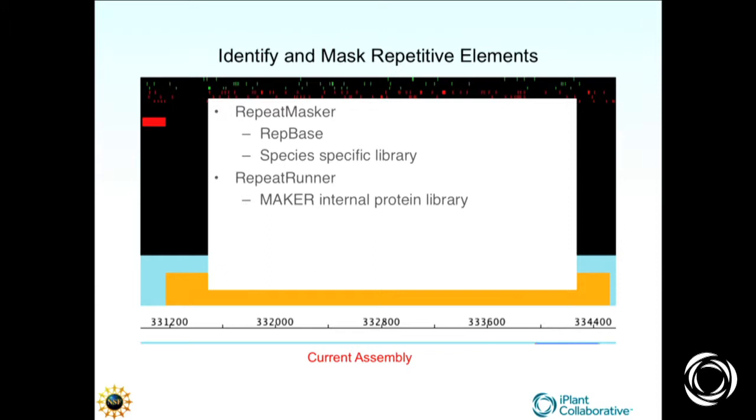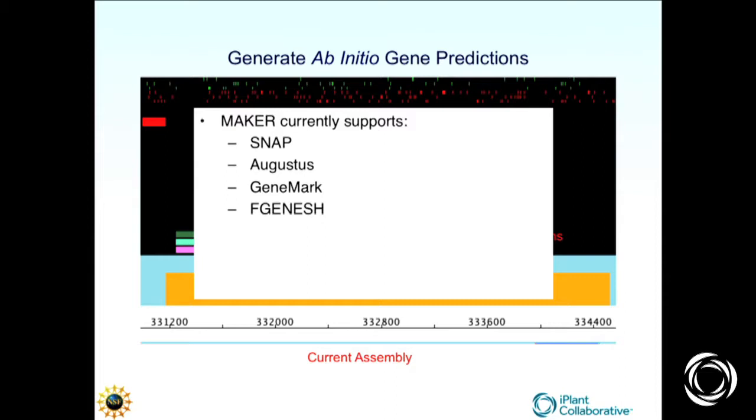Here it does ab initio predictions, and it's currently able to work with four different ab initio predictors. SNAP and Augustus work fairly well for plants. They need to be trained for your particular organism, but there are HMMs available for a variety of plants already, and they might work okay for your organism, and you have the opportunity to do training with them. In particular, SNAP came out of the lab of Ian Korf, and you can use SNAP to optimize and train your own HMM to improve the ab initio predictor.